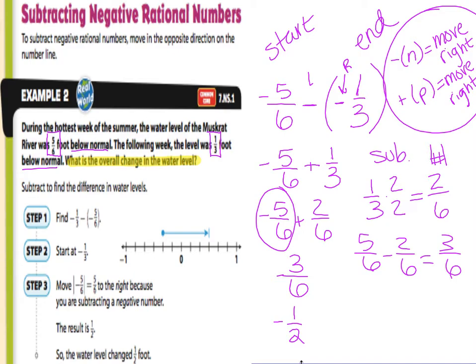Okay, and then again, because we're just talking about the distance of the two, this is going to be that absolute value problem. So we don't care if it went up or down, we just want to know the change in the value. So since we just want the change, all we want to know is that the change was 1/2 a foot.